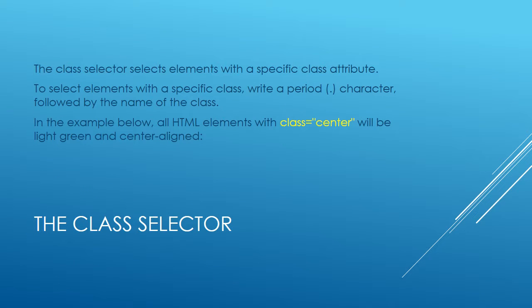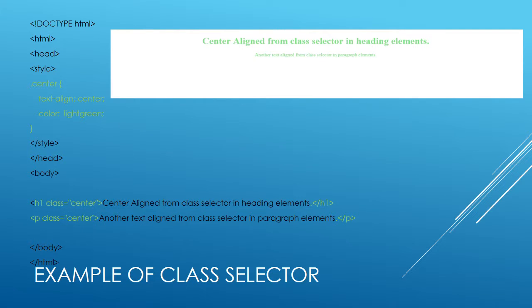The class selector selects elements with a specific class attribute. To select elements with a specific class, write a period character, followed by the name of the class. In the example below, all HTML elements with class equals center will be light green and center-aligned. Here is an example of a class selector.